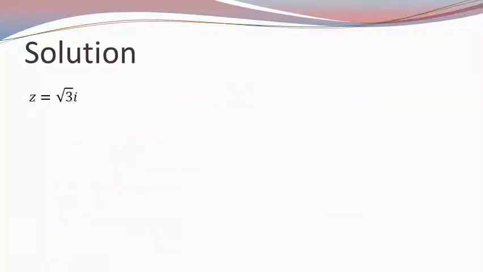Well, the first step is to write down z as the square root of 3 times i, where i is of course the imaginary unit and i squared is equal to minus 1. Now 2 omega plus 1 is equal to the square root of 3i, which means we can solve for omega and we find that this is what we get.